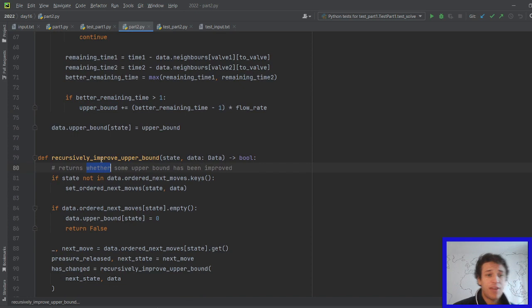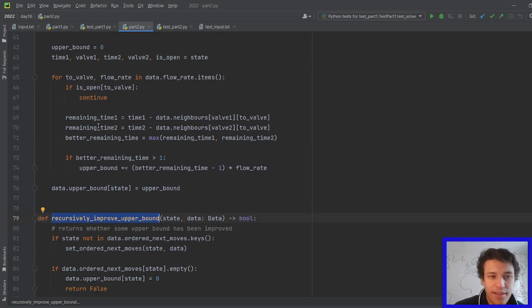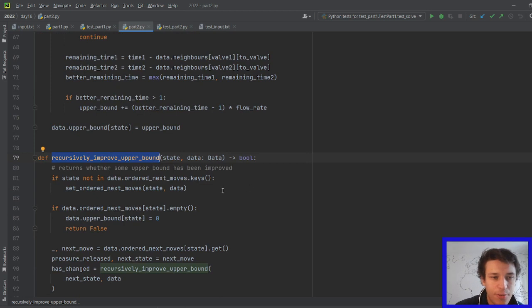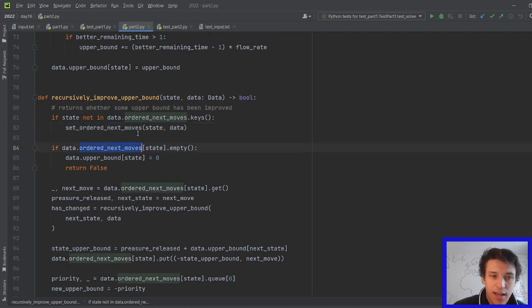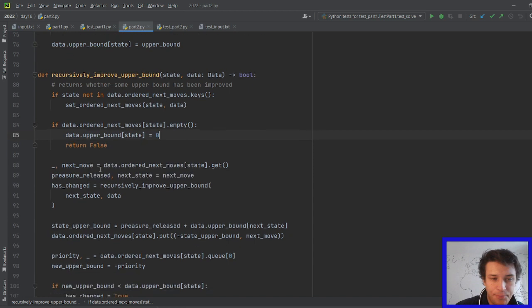And then once we have an upper bound, we need to recursively improve it in order to at some point achieve a tight upper bound that gives us the solution as well. So as I said, for each state, we'll have this ordered list, a queue, of next states. If we have not set that yet, we need to set it. If there's no valid next moves, then we can gain 0. We can release 0 more pressure for that state and we'll return.